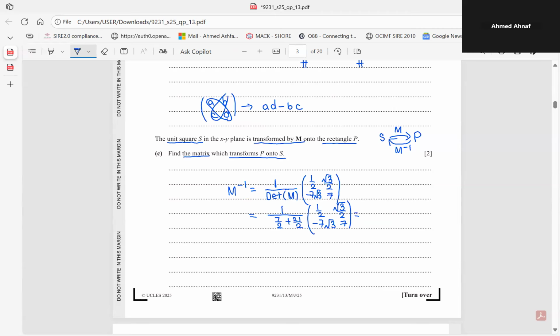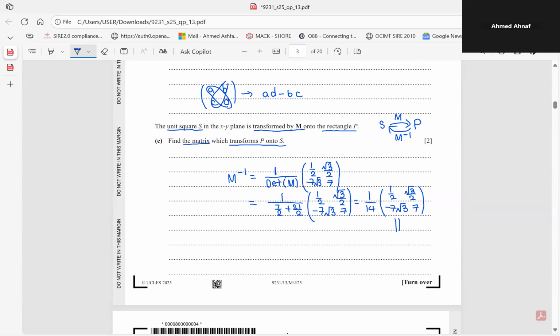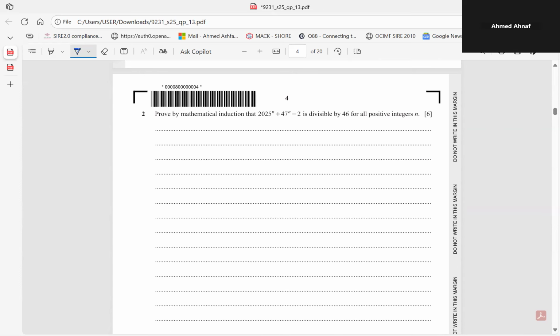Okay, so just evaluate the constant. It's 1 over 14 times half square root 3 minus 7 over 3 times 7. You can leave your answer as this if you want, or you can multiply everything by this, but personally, I prefer to leave it like this. So this would be our final answer for this part. Let's head on to the next question.